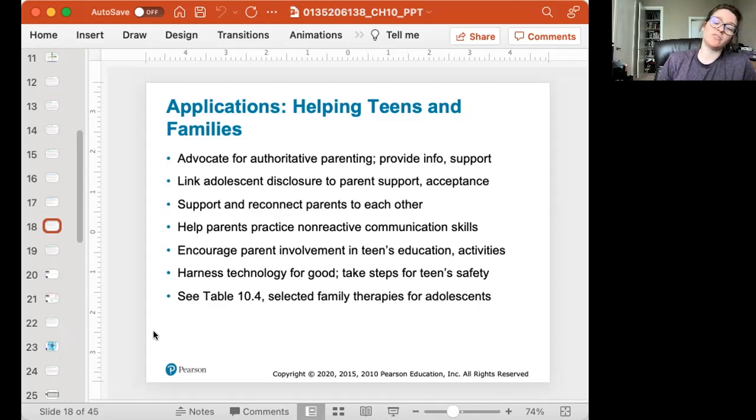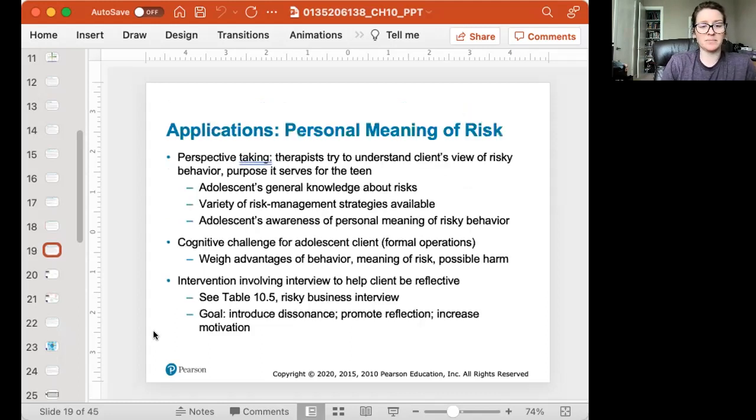So harness technology for the good, maybe put parental blockers on the internet so they can't access porn or other problematic websites. It could mean doing the Life 360 app where you can always see where your teen is with their phone, all these different kinds of things. Having the passwords known, things like that. Table 10.4 in your book shows selected family therapies for adolescents.